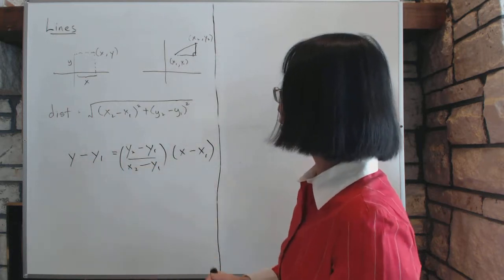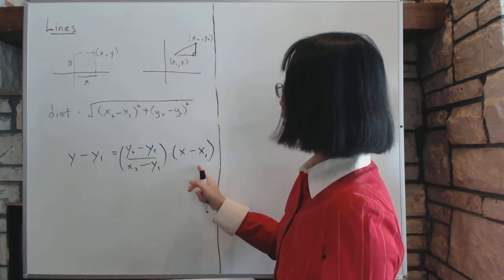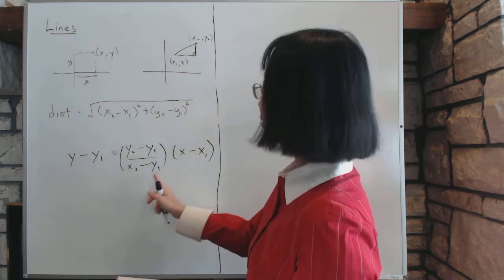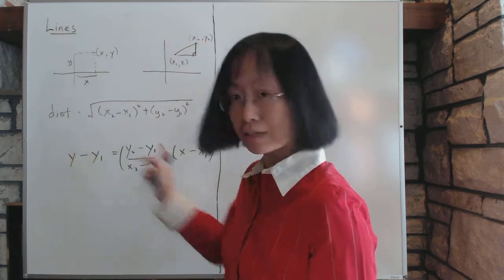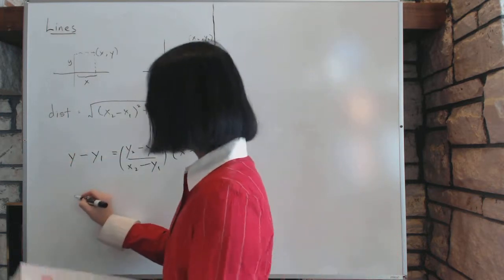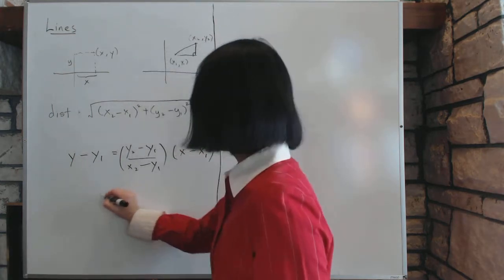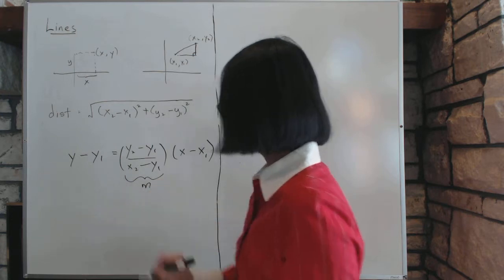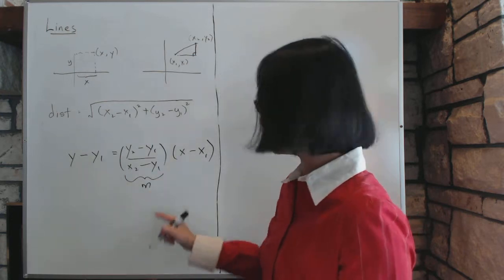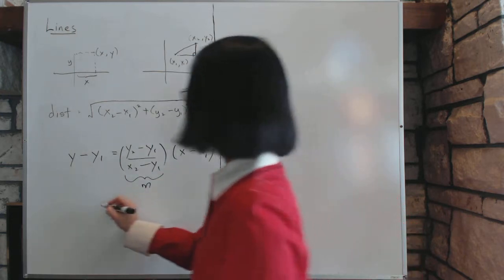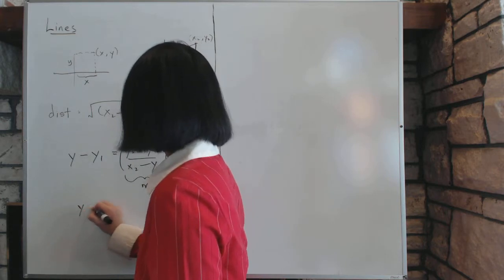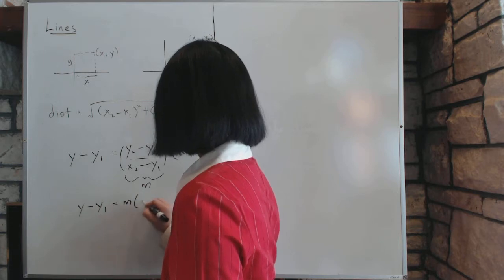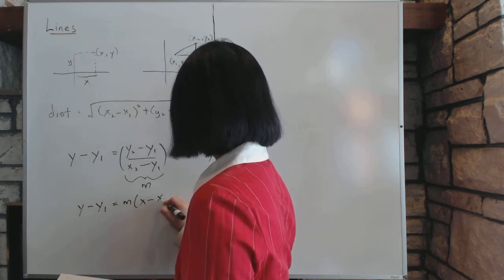And with all this, you will be able to come up with the equation of the line. These are the numbers that may be given to you, and then this will be the equation you come up with. Another way of saying this is that the slope is often called m, as a short form. So you can also write this equation as y minus y1 equals m times x minus x1.